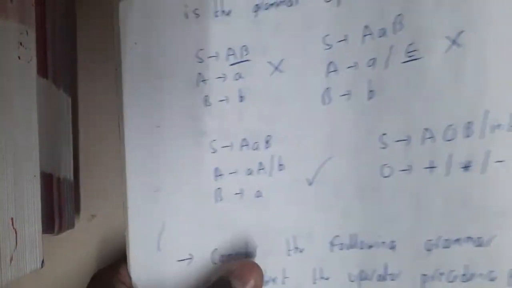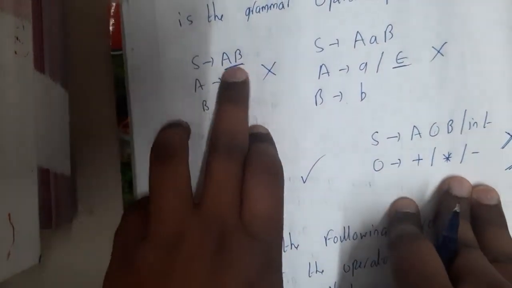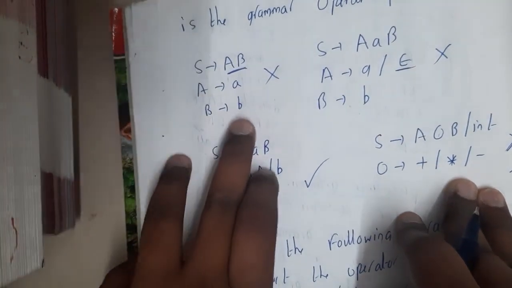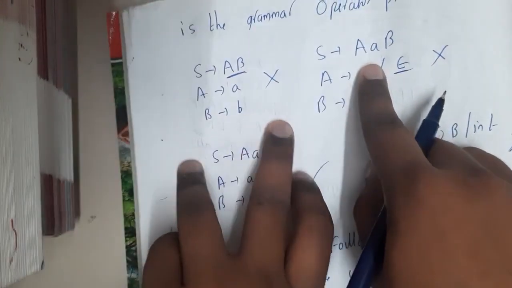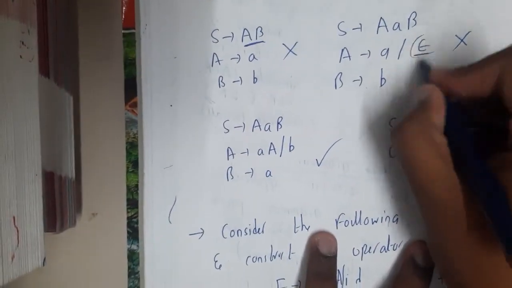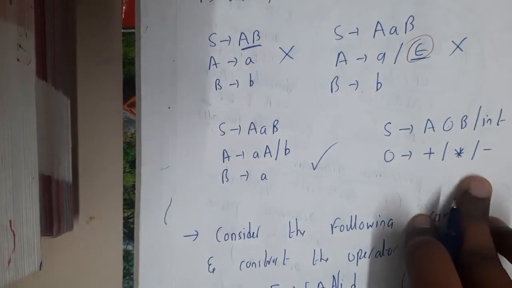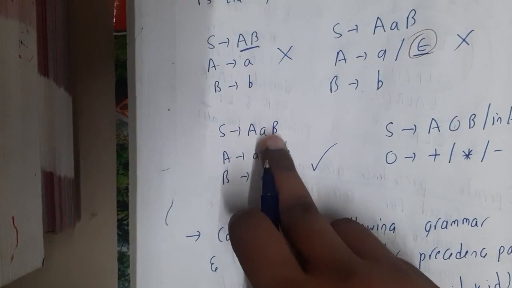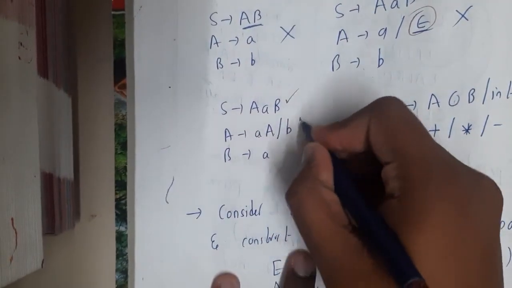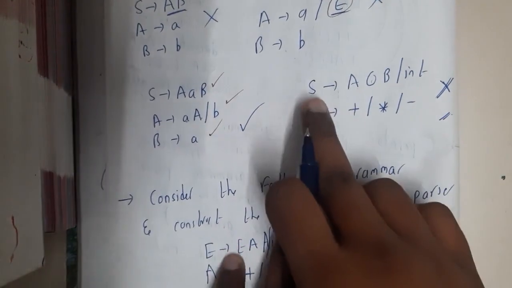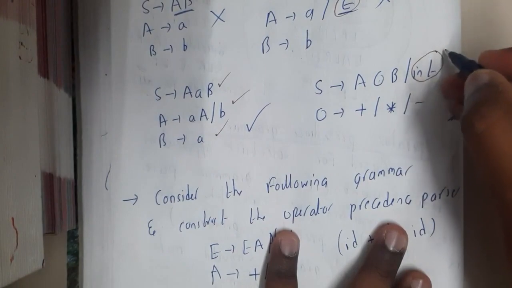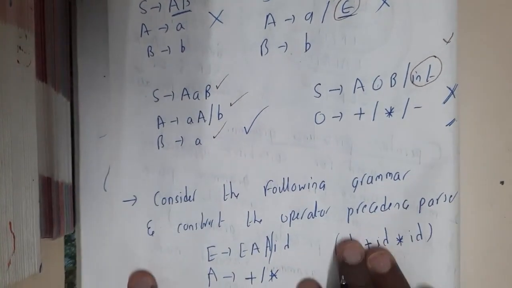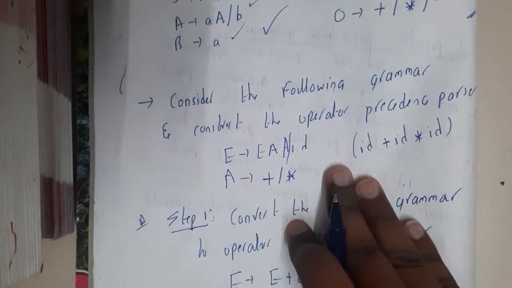If you take a small example: S implies capital A capital B, A implies small a and B implies small b. This is wrong, because here there are two non-terminals beside each other. Whereas S implies capital A, A implies epsilon: once you see epsilon, you need to cancel it. Similarly, S implies A, B, A implies small a passes. Similarly, here S implies A O B and INT, so INT is also not passing, guys. I hope everyone got some basic idea about operator precedence grammar.